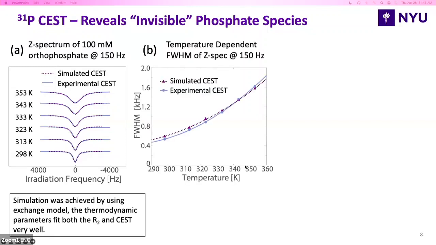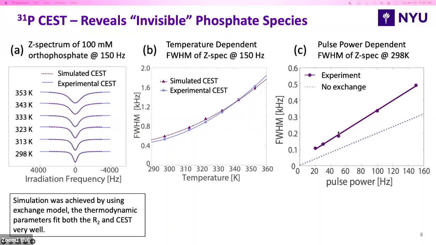And figure B shows both the measured and the simulated Z spectral dip width as a function of temperature for the orthophosphate solution. It can obviously be seen that the dip width increases with the increase in temperature, which is pretty much consistent with the line broadening trend we observed in our R2 and the line width measurements.